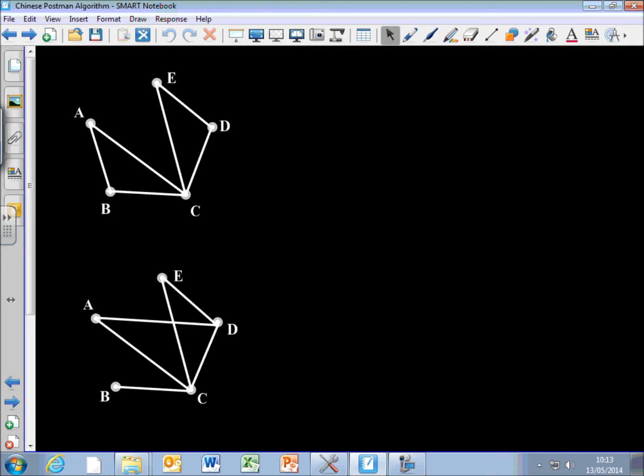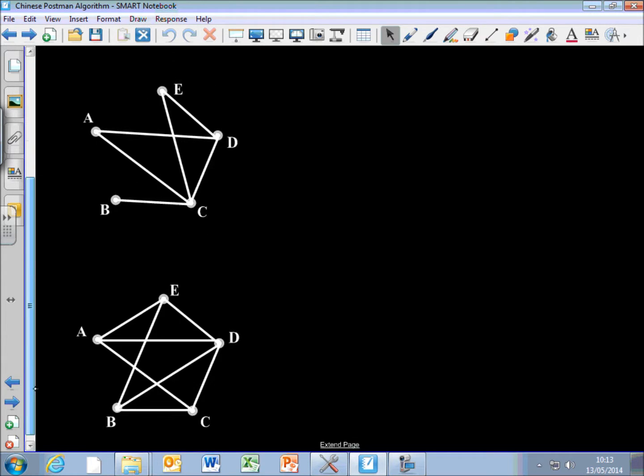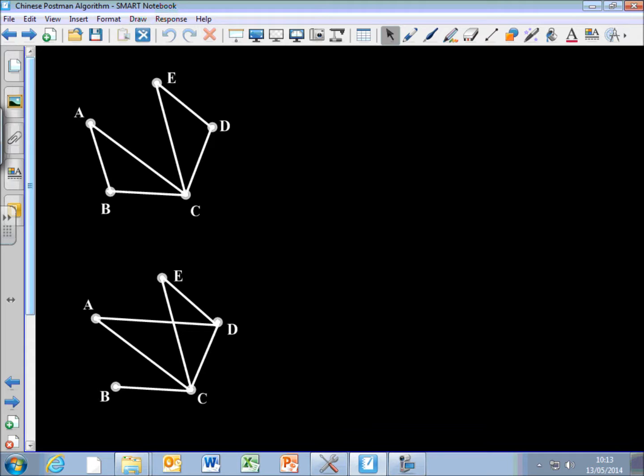So here I've got three networks, all slightly different, and we've got the nodes and the edges there. What we're going to do is see if we can find a way through the network so that we travel over every edge just once and get back to where we started. So in this first network, I'm going to try and start at A, and see if I can move from A and go over every edge just once and get back to where I started. And you can see that I can quite easily do that.